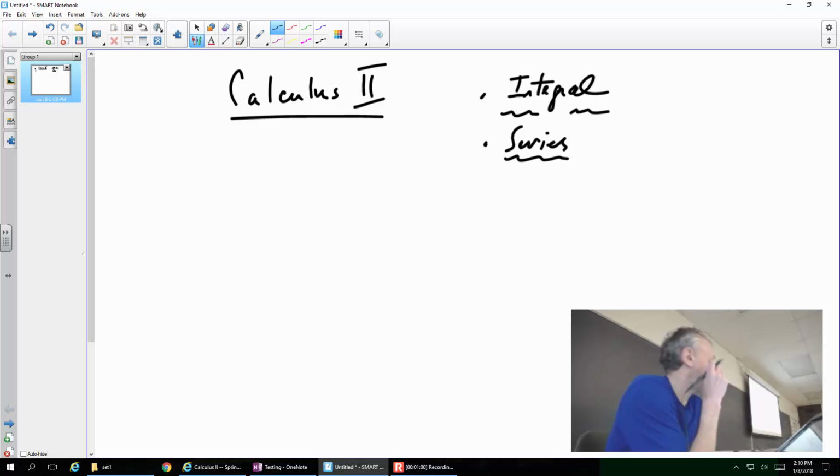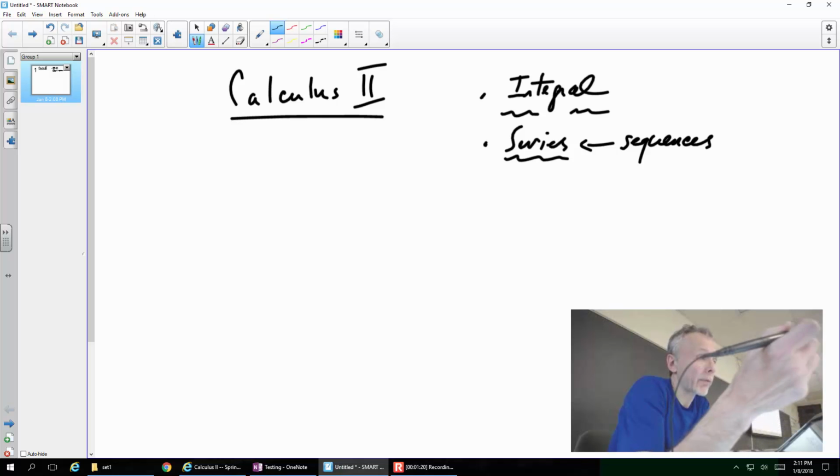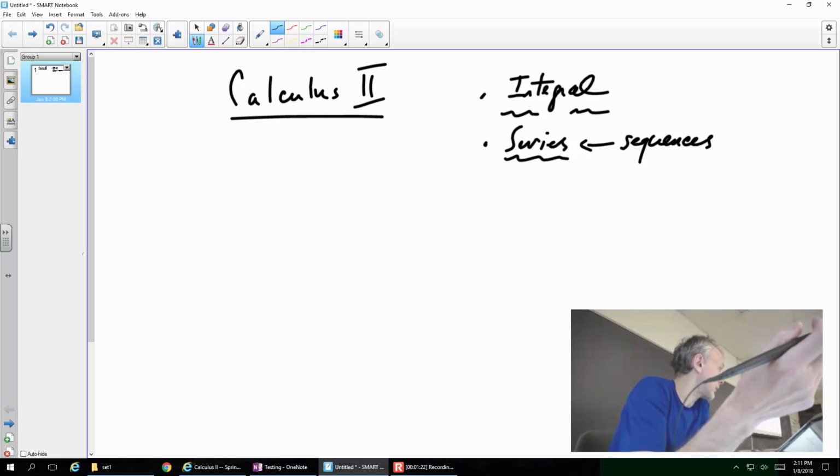Depending on what kind of calculus 1 you had, you might have seen sequences, or maybe you haven't. But the series is based primarily on sequences. And I don't have to explain to you the need for the integral. Well, unless, what is the use for the integral?